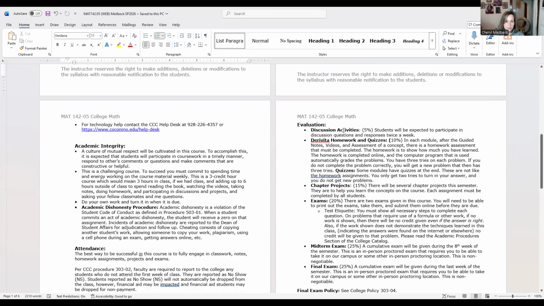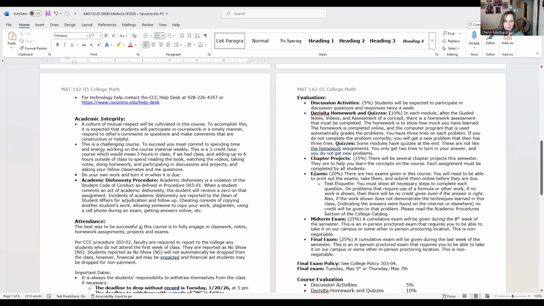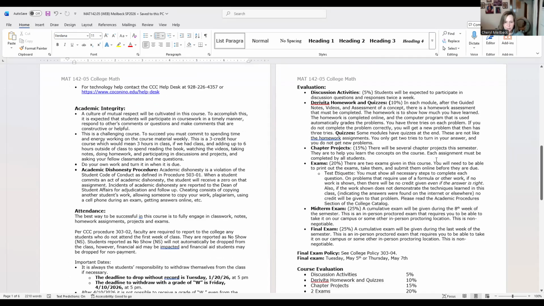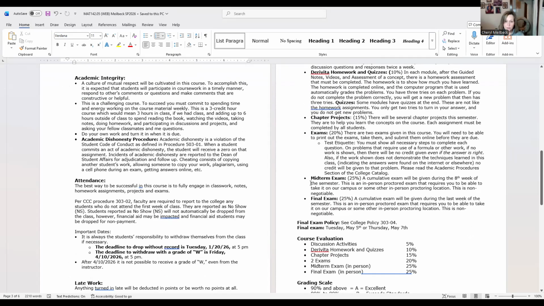The discussion activities that we'll be doing in this course are worth 5%. Homework and quizzes are worth 10%. Chapter projects, 15. There are 2 exams, and they are combined worth 20%. A midterm exam that you will need to come into campus to take, and a final exam also. So the midterm and final are taken in person.